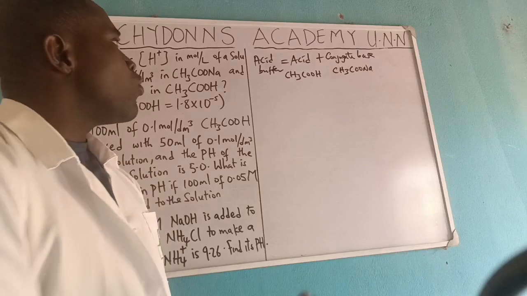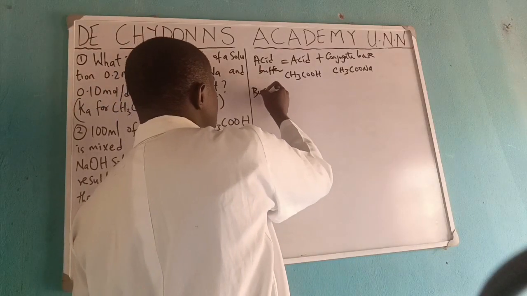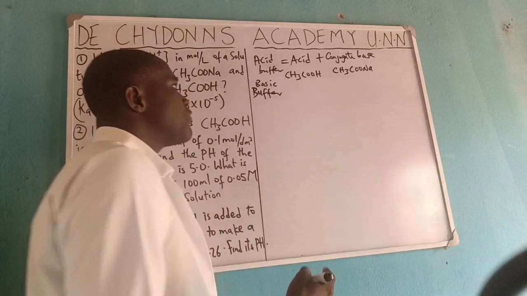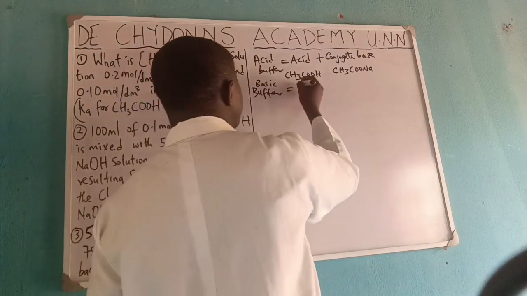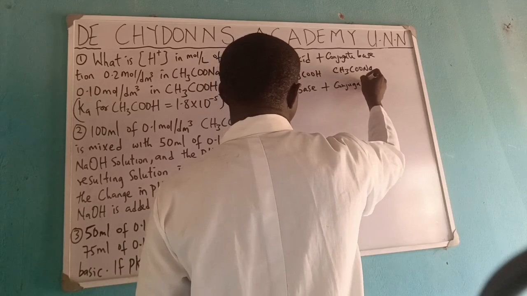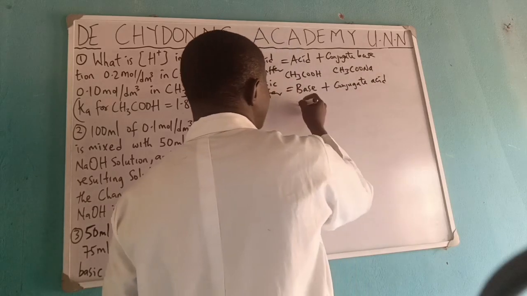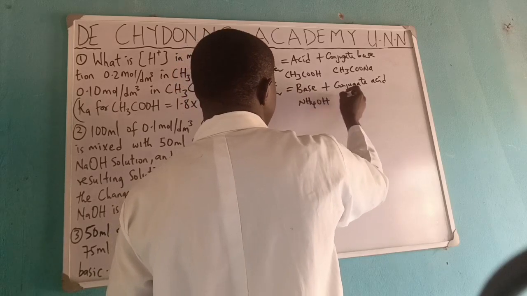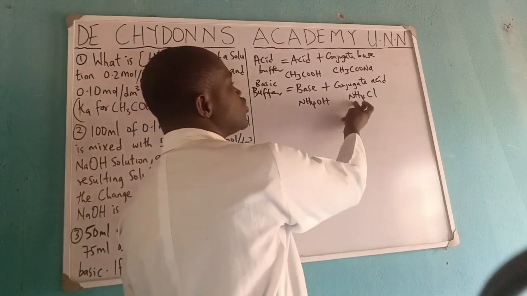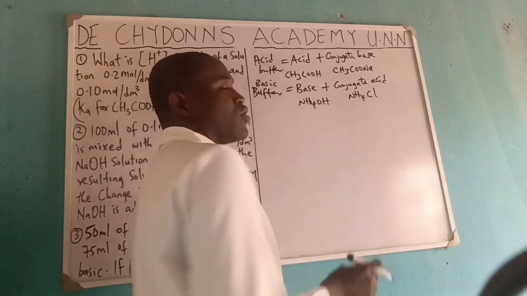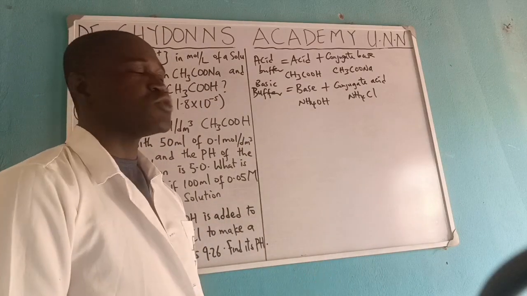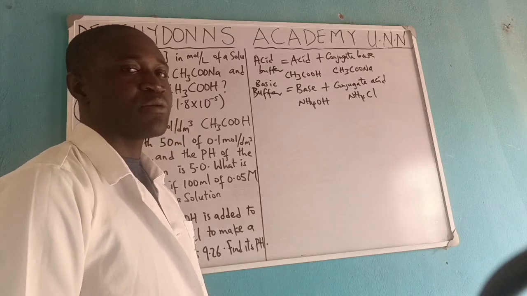Are you getting it? When do we call a buffer solution a basic buffer? It means it contains a base and its conjugate acid. Example, ammonium hydroxide and what? Ammonium what? Chloride. This is the conjugate acid of ammonium hydroxide, which is the base. So when you have this type of combination, we can call it a basic buffer.